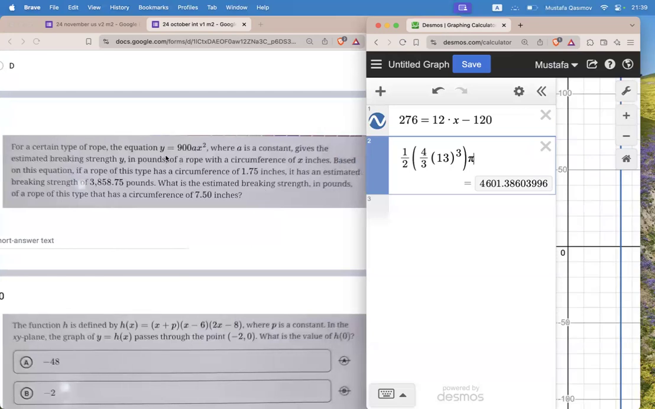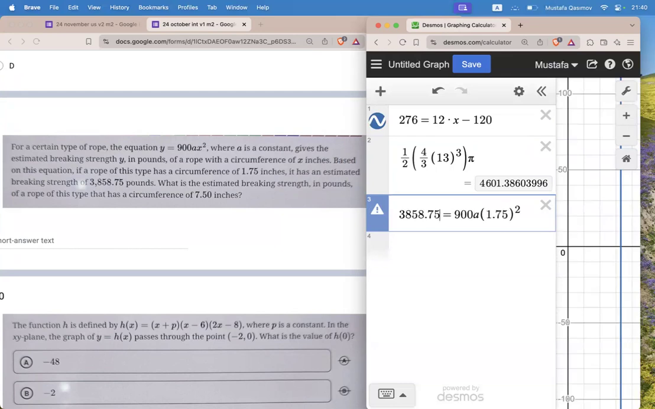For 9, first we have to find a. For finding a, we have to use this point, 1.75 and this number. Here it says that x is inch and y is pound. So it means that 1.75 is x. So let's write it instead of x. Then let's write instead of y 3,858.75 because both of them are pounds.